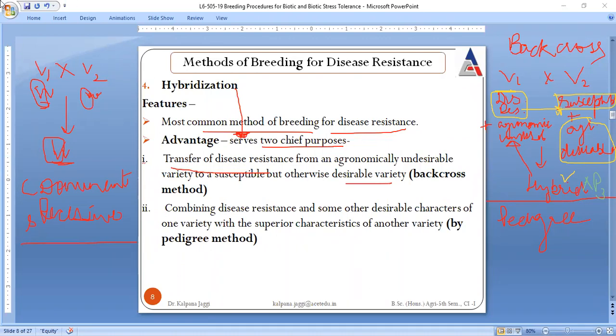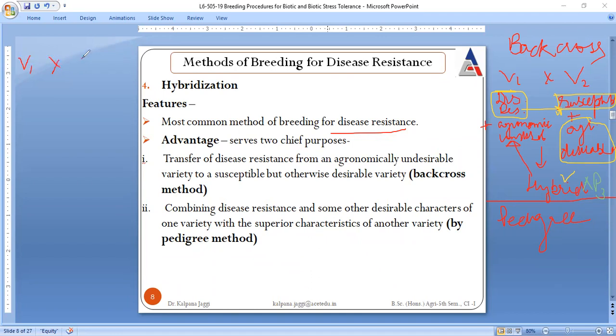Now in the second case, what are we doing? Again we have two varieties in the pedigree. This is variety 1, and it is to be crossed with variety 2. This is a very basic concept, and by closing your eyes you could select one parent to be crossed with the other parent, right?